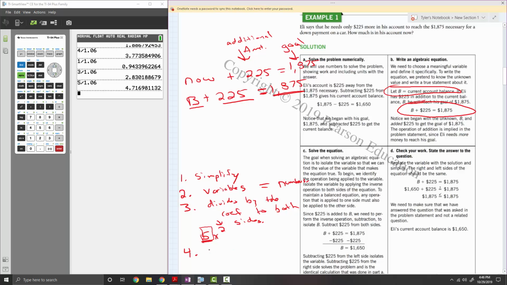And then maybe the fourth thing you want to do is, we've already looked at how we can check our work. Remember how to see if something is a solution or not. You can just plug it into your equation and simplify both sides and see if you get the same number or not.